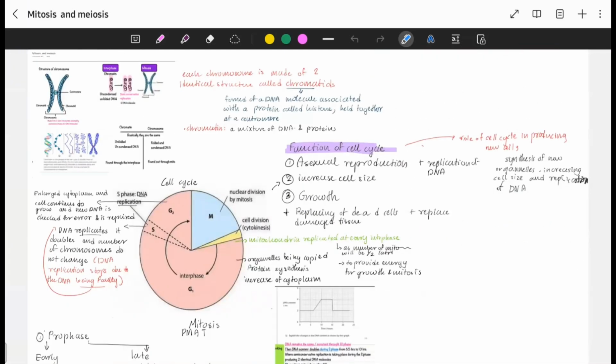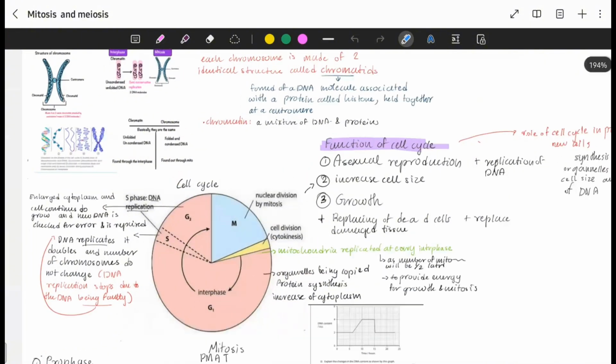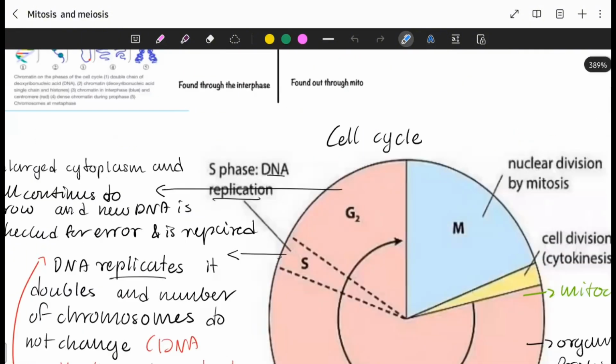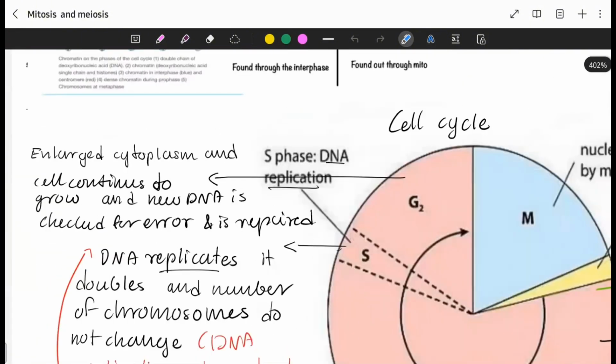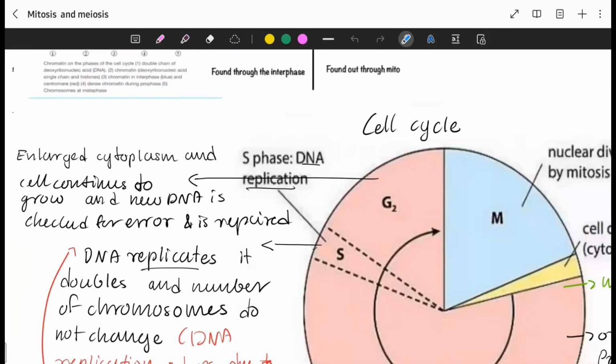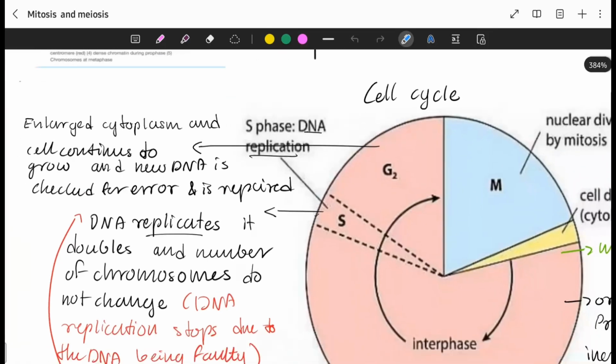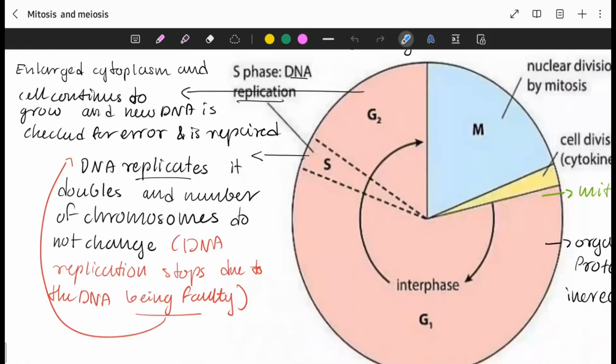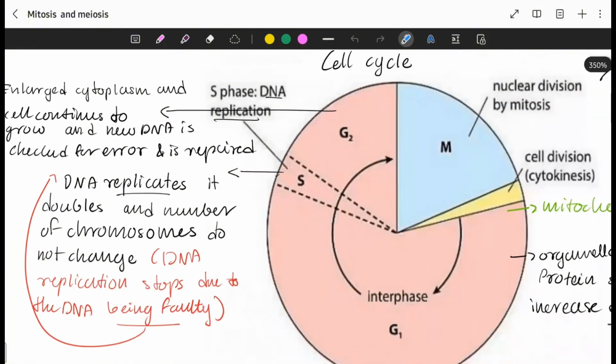In the S phase, DNA replication occurs. The cytoplasm enlarges and the cell continues to grow, and the new DNA is checked for errors and repaired. If there's an error, it's repaired, and the DNA will replicate, will double. The number of chromosomes does not change. Then nuclear division, mitosis.